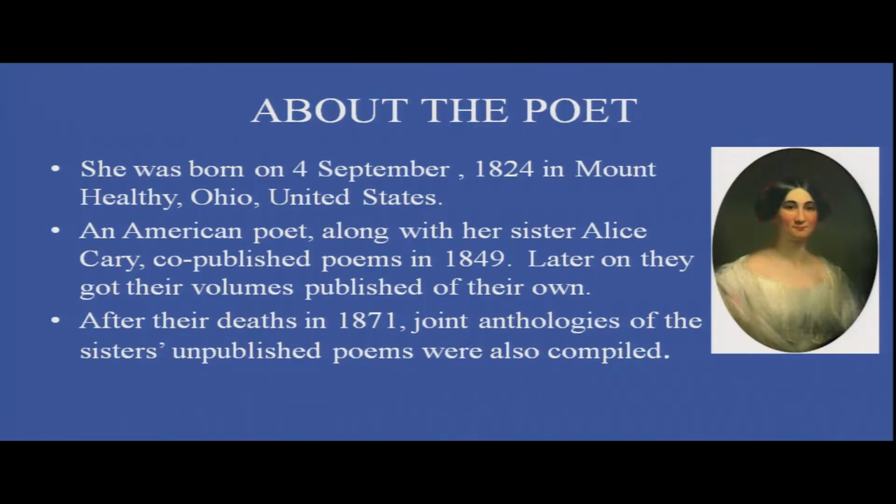Now, before we go to analyze the poem, let me tell you something about the poet. The name of the poet is Phoebe Cary, and she was born on 4th September 1824 in Mount Healthy, Ohio, United States. She is an American poet, and along with her sister Alice Cary, she co-published poems in 1849. Later on, they got their volumes published of their own. After their death in 1871, joint anthologies of the sisters' unpublished poems were also compiled.